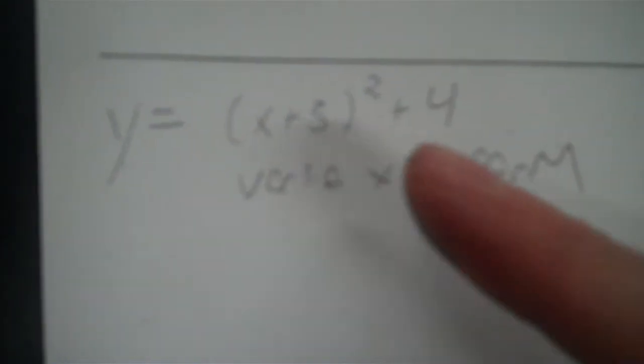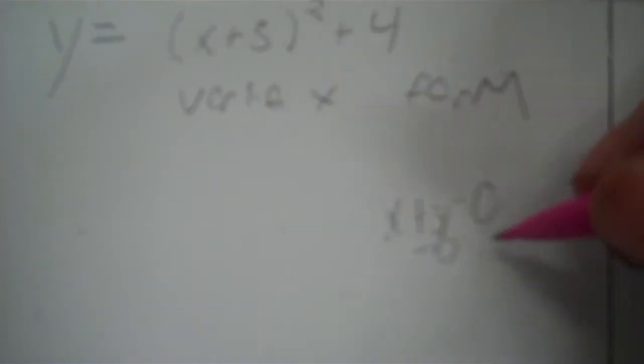Okay, this here is in vertex form. To get that -3, x plus 3 equals 0. And -3. Okay, so plug those in. 5. That's also 5.